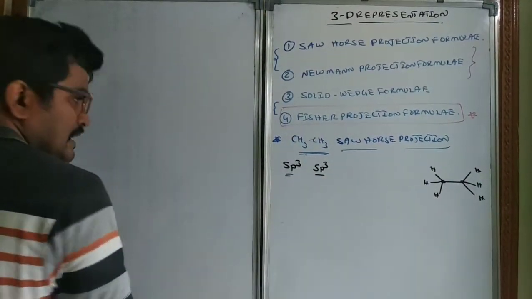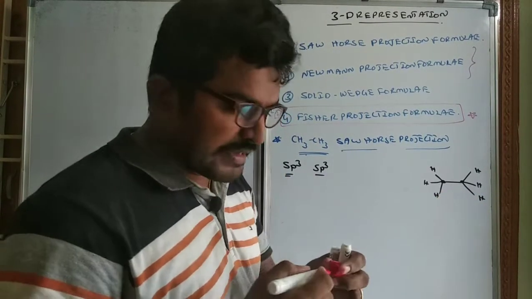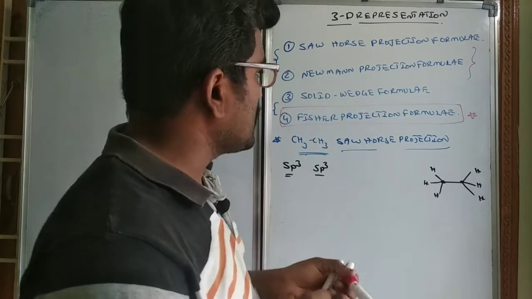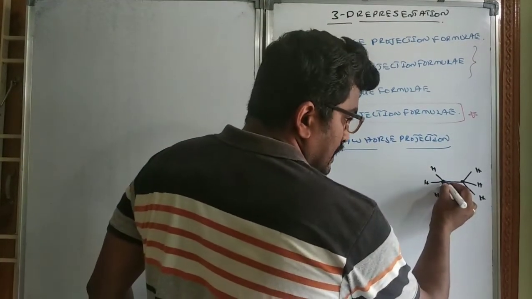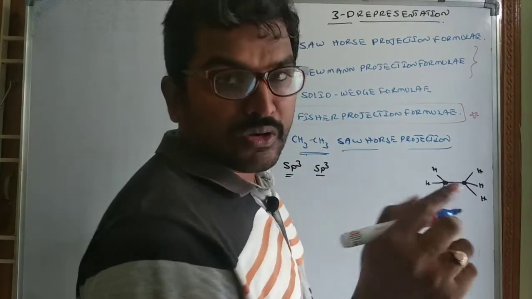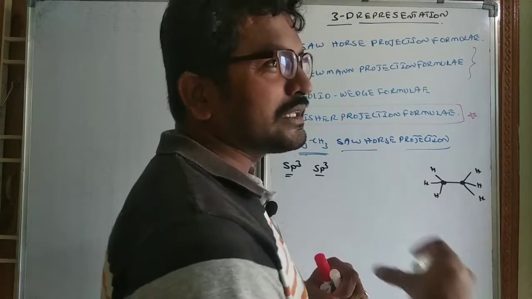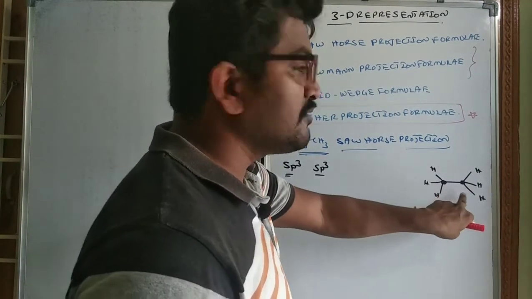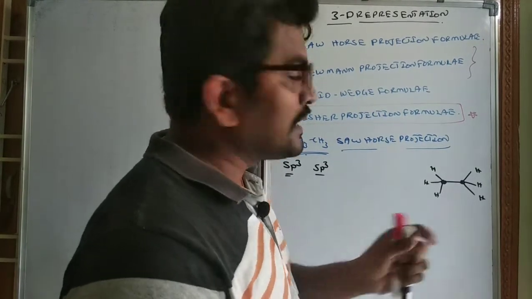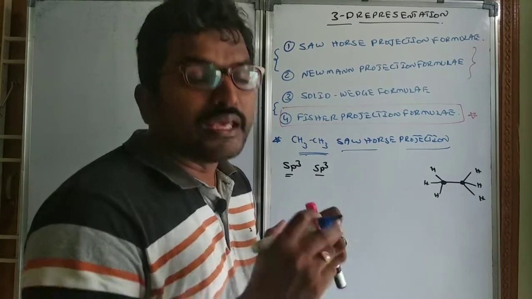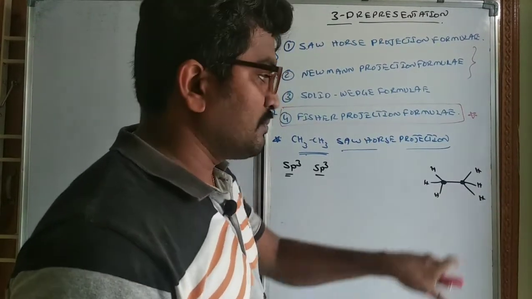See, what is the Sawhorse projection formula? Always remember when you are writing Sawhorse or Newman projection formulas, you have to consider two carbons only in the compound. When more than two carbons are there, that is not that necessary for us for now. For your +1, +2 case, just try to understand this for two carbons only. If you become familiar with two carbons, you can go to 3 carbons and then 4 carbons.